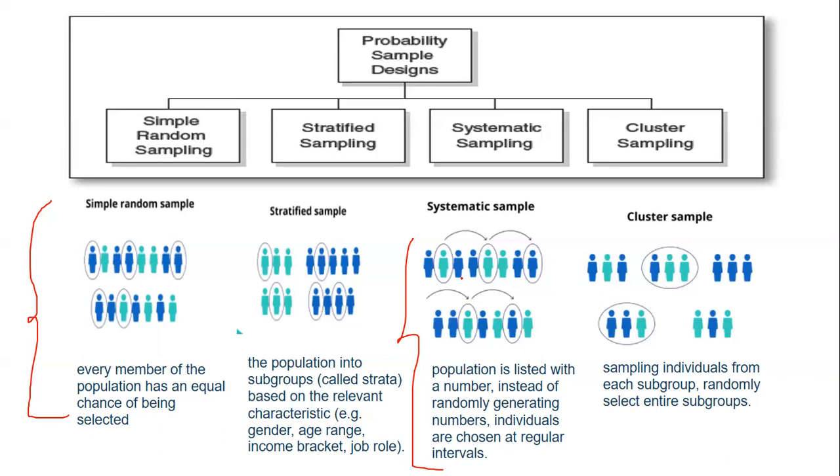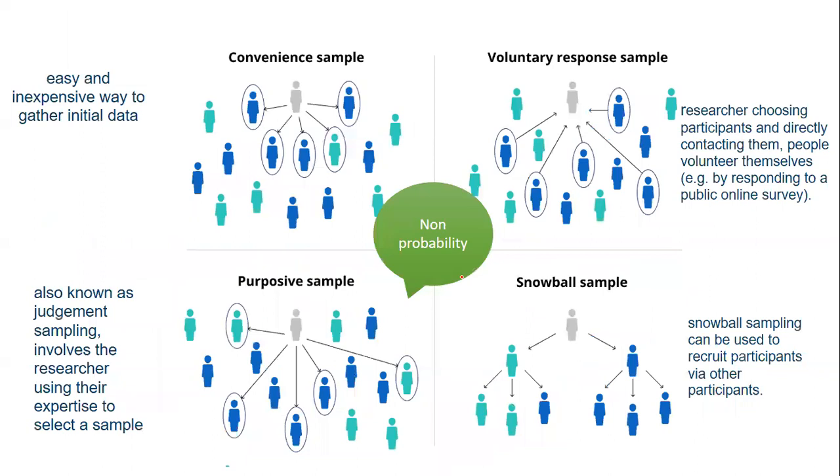Okay. Now, coming next we have non-probability sampling. In non-probability sampling, there are no equal chances of a sample being selected. So we have convenience sample, where based on the convenience, the samples are selected. We have purposive sample, based on a purpose or judgment, also known as judgmental sampling. The sample is selected. Okay.